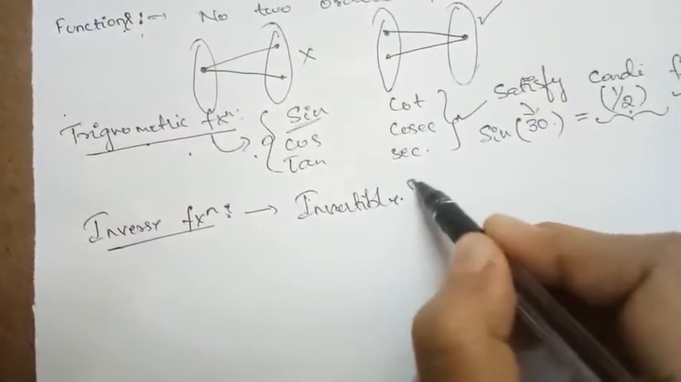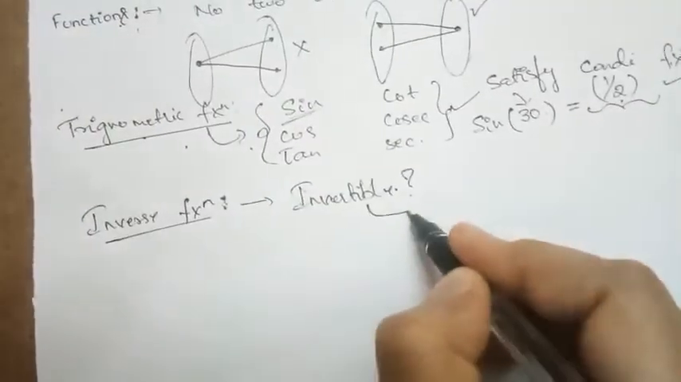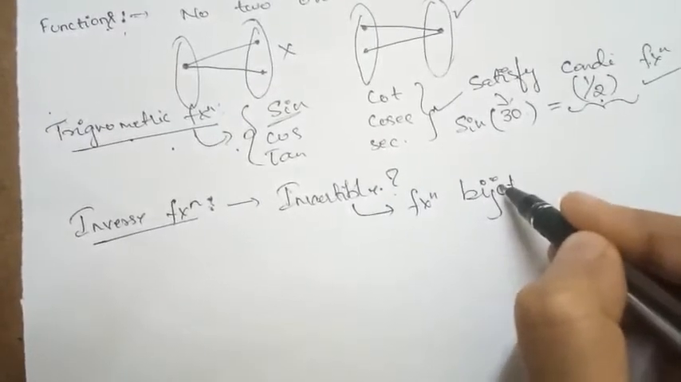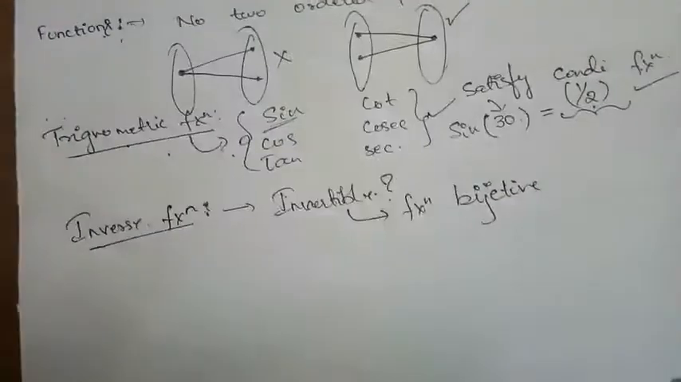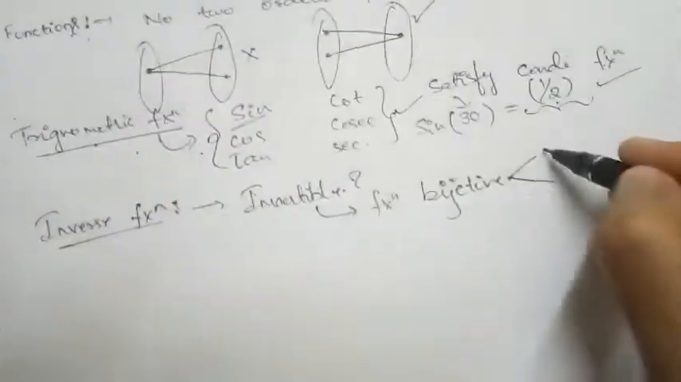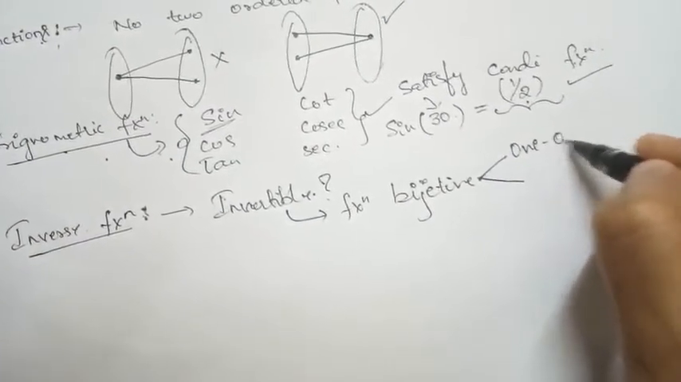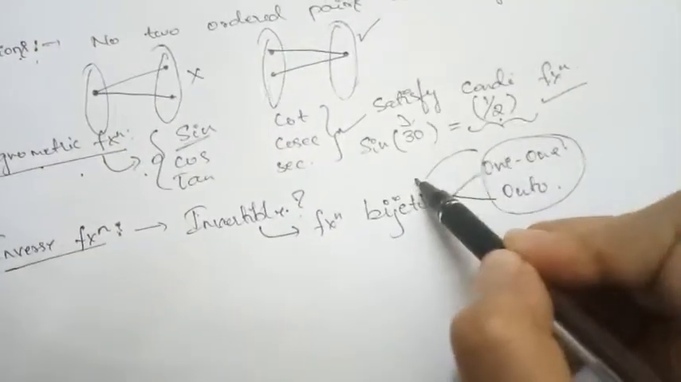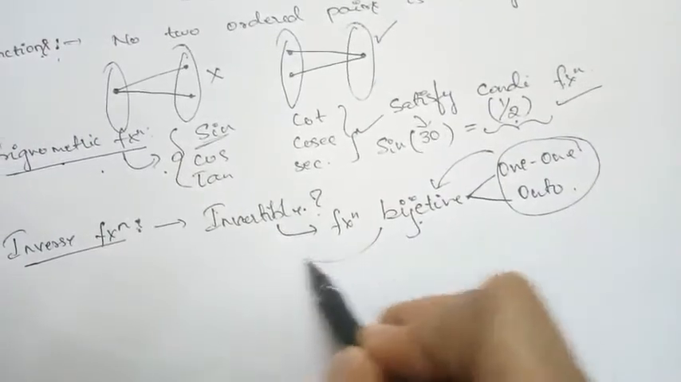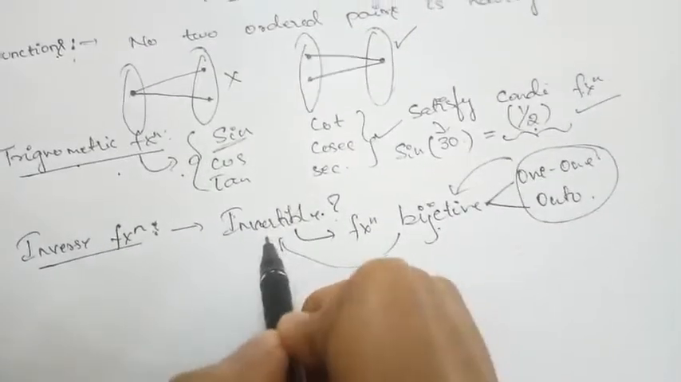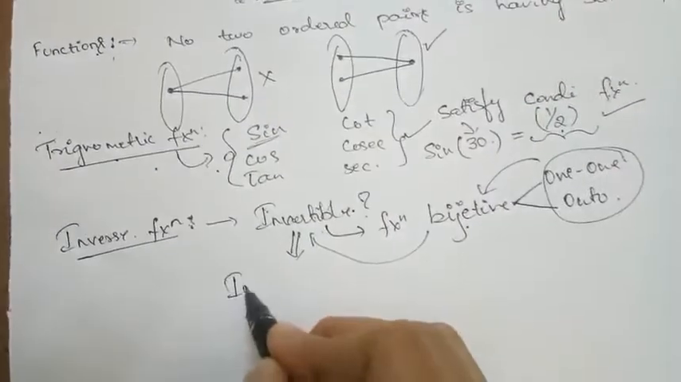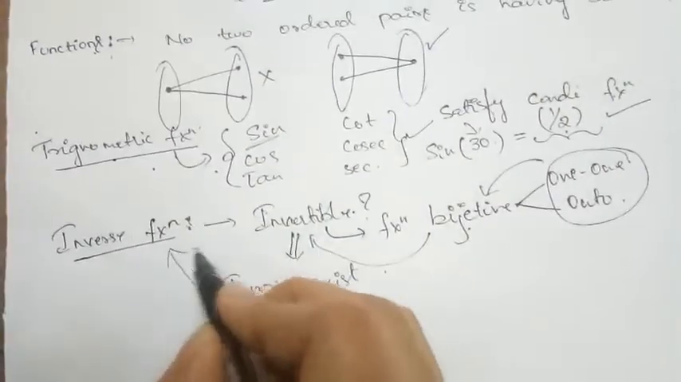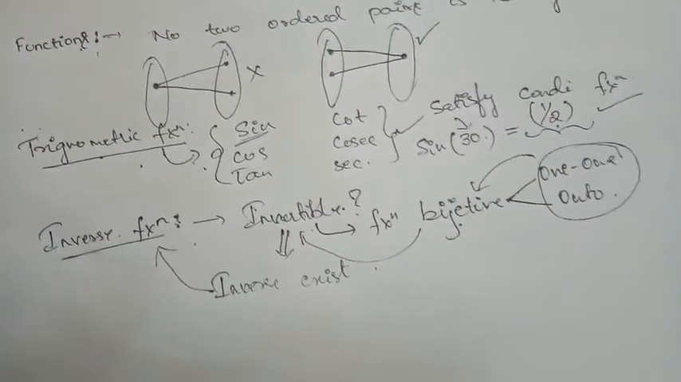So when do we call a function invertible? When a function is bijective, then we call that function invertible. When do we call a function bijective? When that function is both one-one and onto, then we call that function bijective. Suppose a function is bijective, then it is invertible. Invertible means the inverse of the function is going to exist. Suppose the inverse exists, then we can find the inverse of that function.